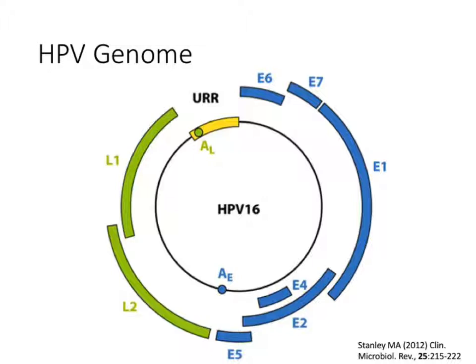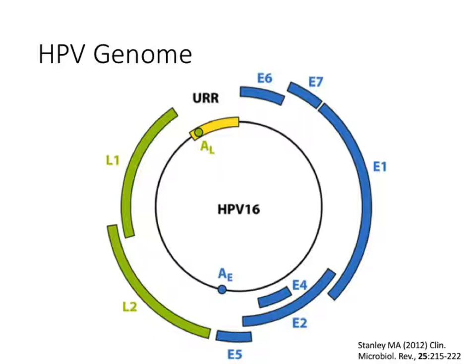Probably the most important way to separate this, though, is that L1 and L2 are structural proteins. They make up the capsid. The E proteins, 1, 2, notice there's no 3, 4, 5, 6, and 7. Those all are non-structural proteins. So they're only expressed during the production of the viral particles.